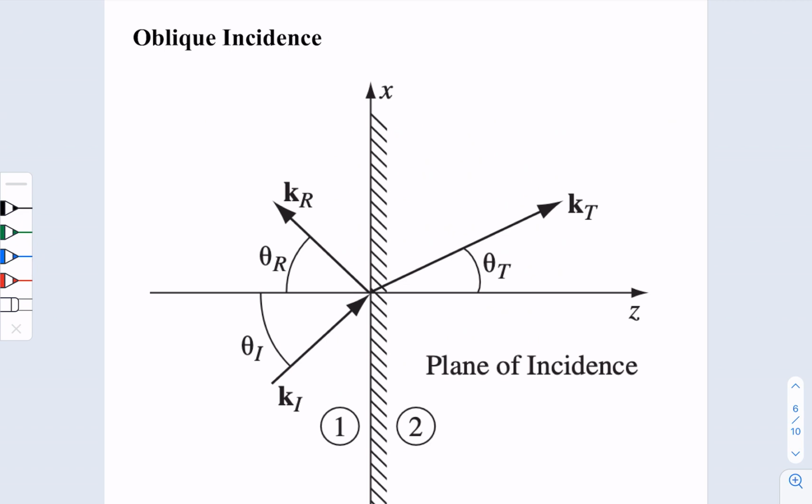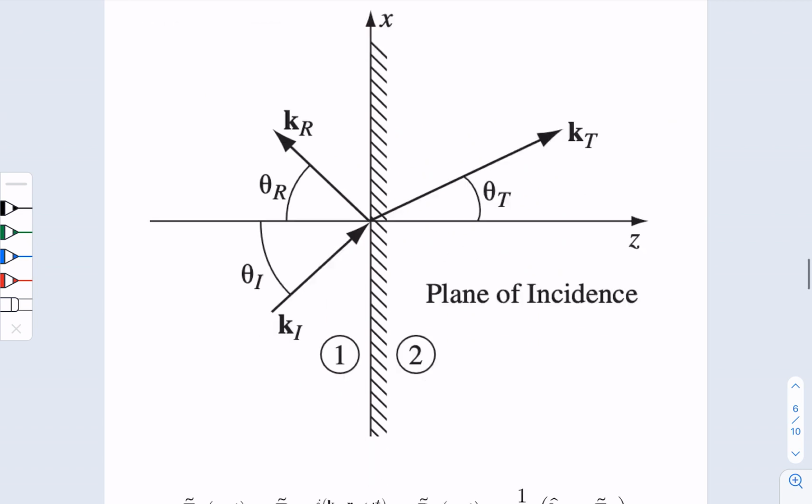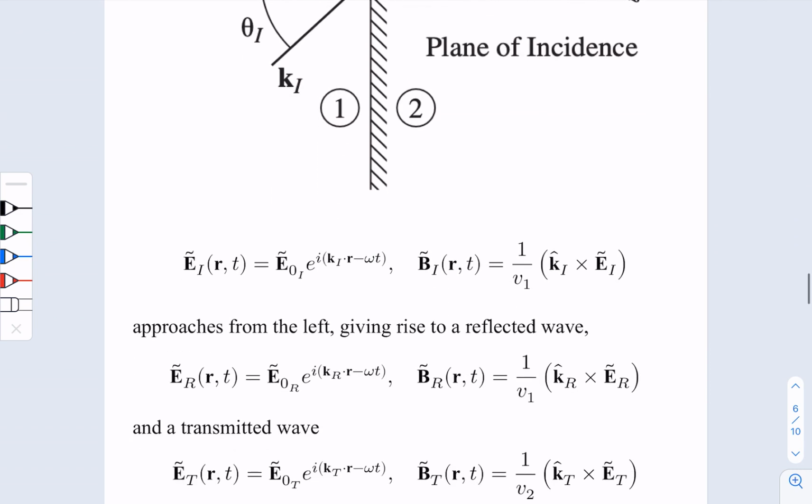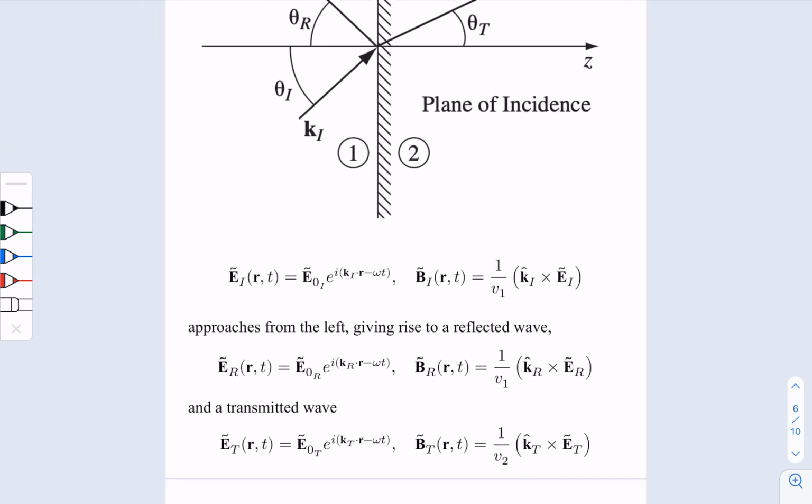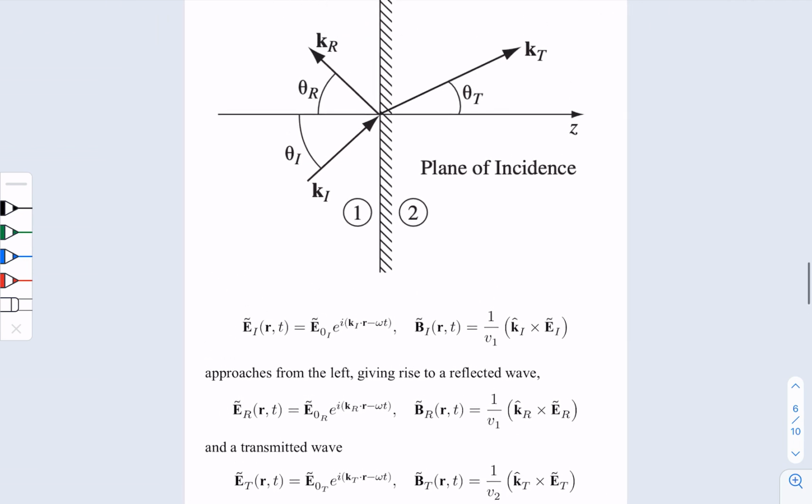Okay, so now we will try to actually derive how these equations are obtained using Maxwell's equations. So now if we write down the general solutions, then the general solutions are similar to what we wrote down for the normal incidence case.